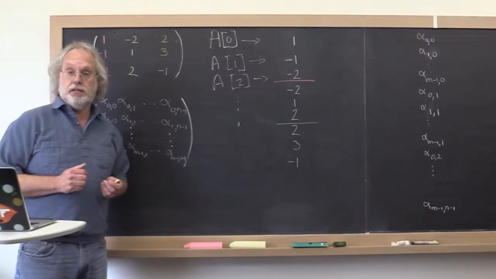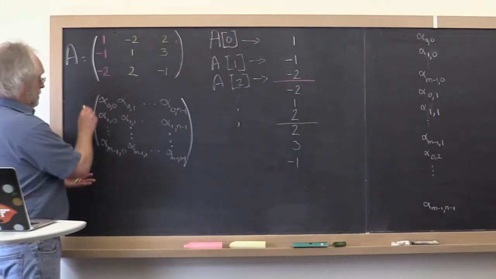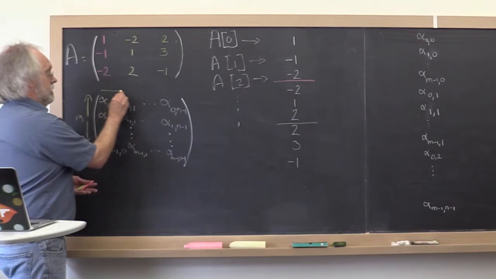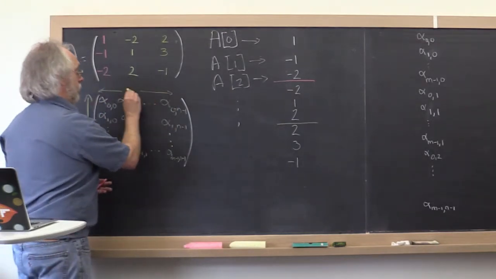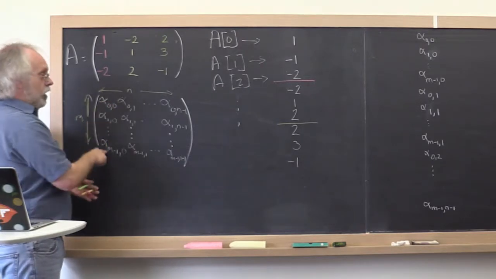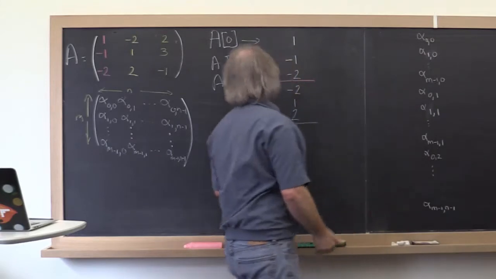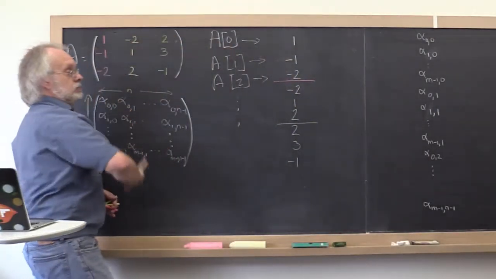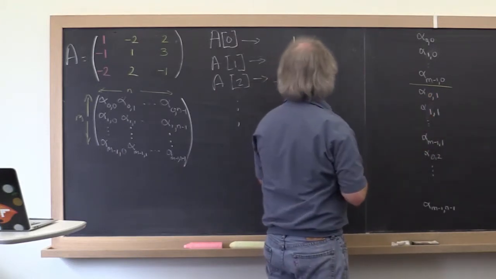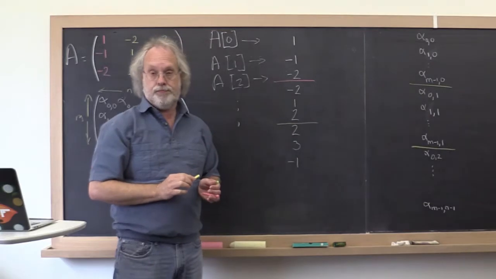So let us generalize this. Here we have an m by n matrix, m rows, n columns. Okay? And again, we can take the first column, put it in memory first, then go to the second column, put it in memory second, and so forth. All right.